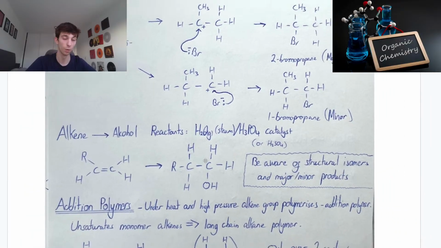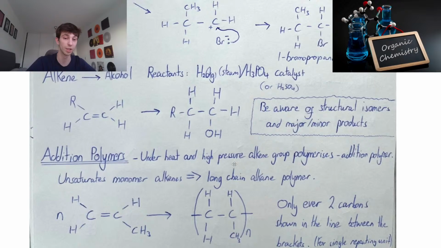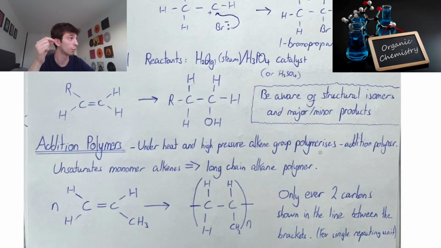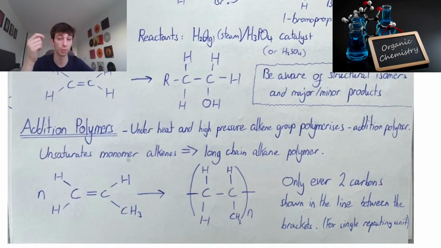So continuing on, addition polymers. We form addition polymers under high heat and pressure. The alkene group polymerizes. We can have condensation polymers and addition polymers. When it's an alkene, so we have that carbon-carbon double bond, we're going to form addition polymers. So exactly that, we go from an unsaturated monomer, alkenes, to a long-chain alkane polymer.